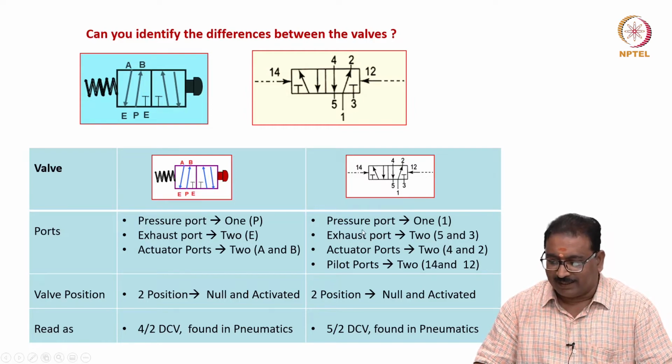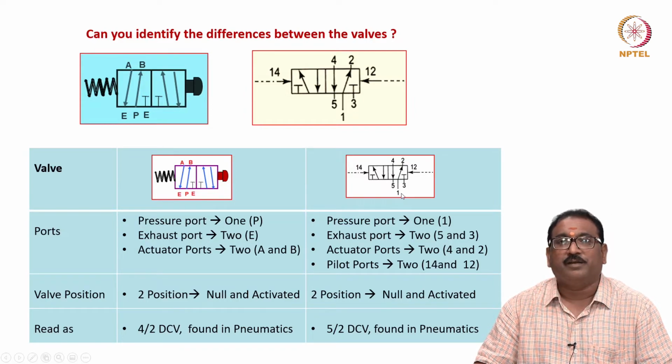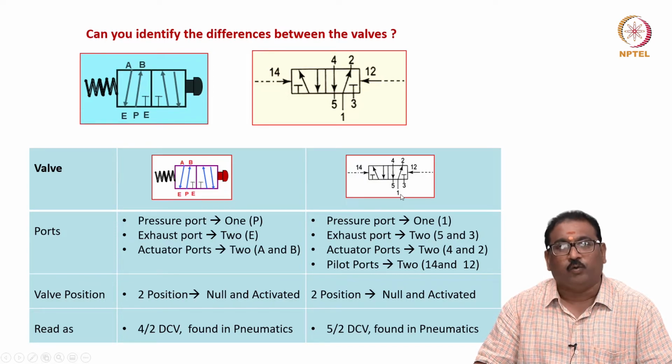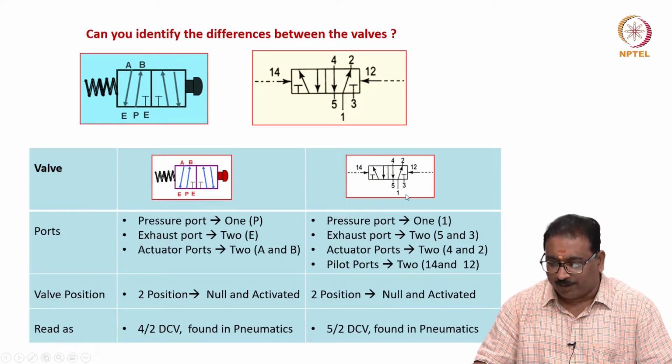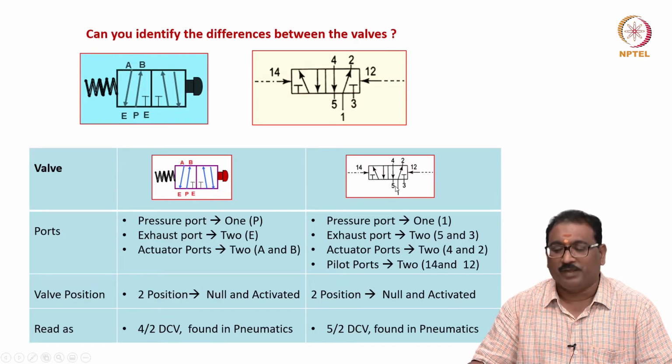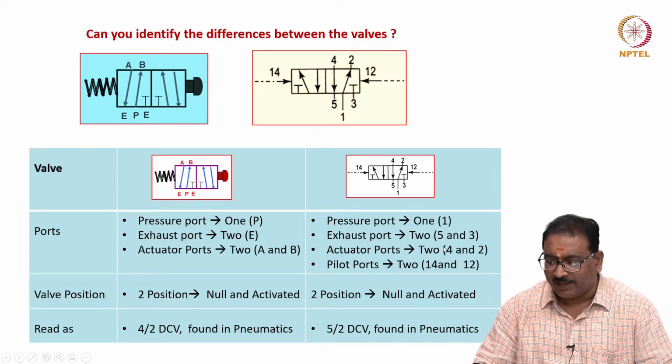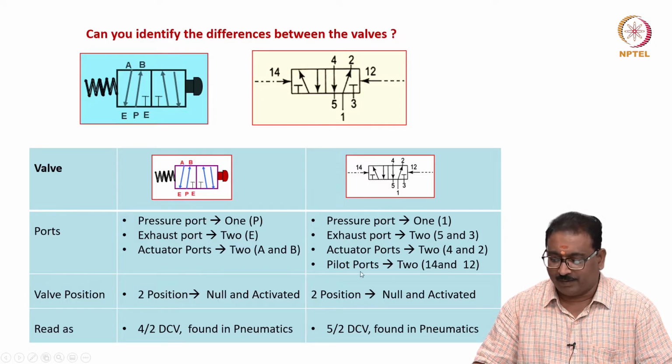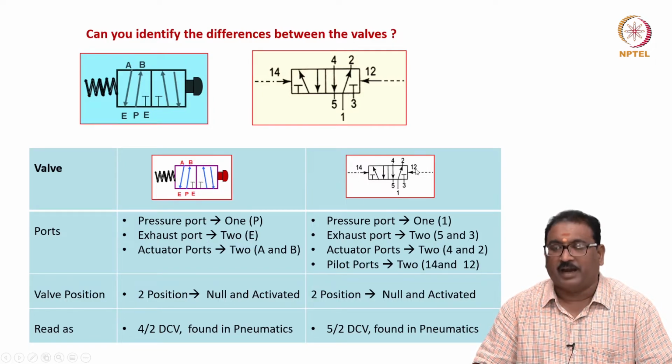Then here also you will see friends, the pressure port is 1. In the number system, 1 is always the pressure port. Odd numbers are there, no? You will see here the exhaust ports are odd numbers 3, 5. Even numbers 2 and 4 are for the actuator ports. The pilot ports are 14 and 12.